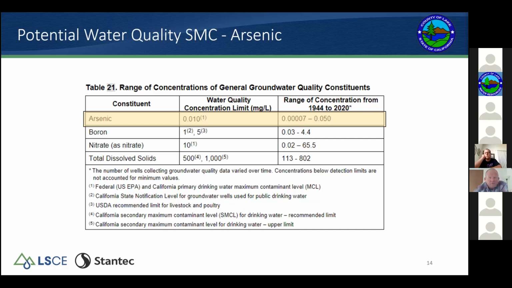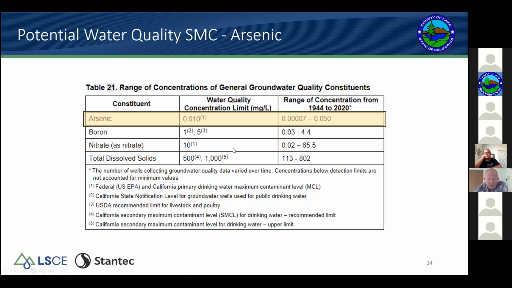We don't have the resources to go out and collect full Title 22 every year at these well locations. So we're trying to find one or two water quality parameters that would generally be an indicator for the overall health of the aquifer. We'll talk a little bit about these three or four, and as always, we can have discussions about other ideas. So: arsenic, boron, nitrate, total dissolved solids.